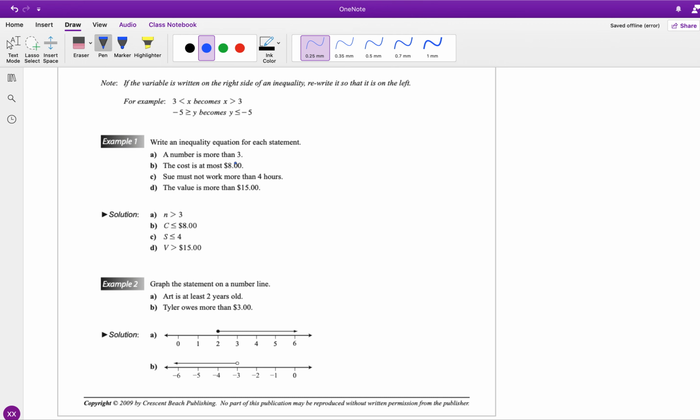So the number is more than 3. You write it like that, so that is more than 3. Now, how do you put it on the number line? At least 12 years old.